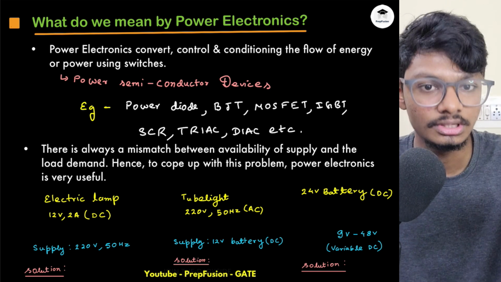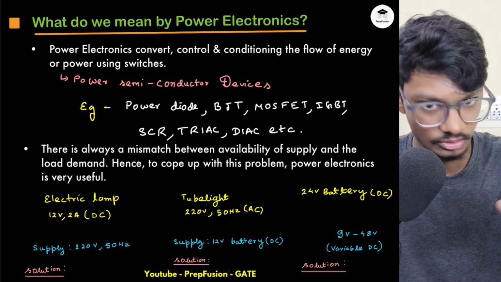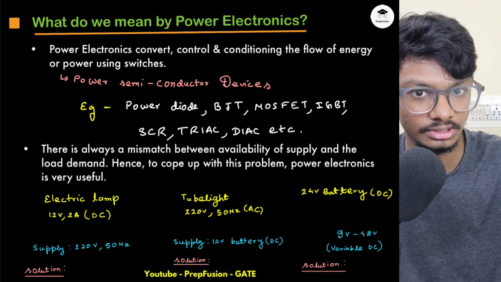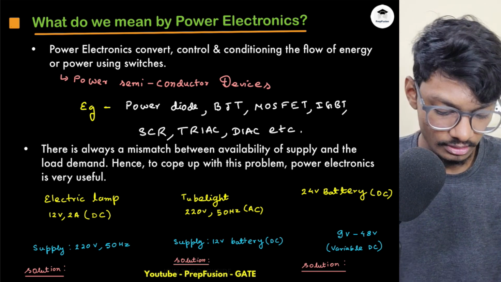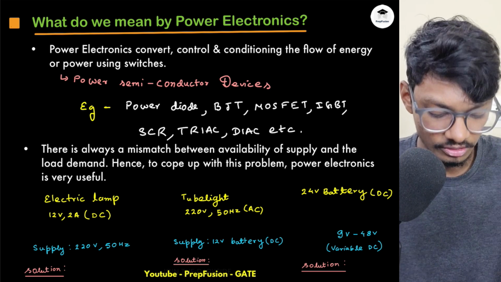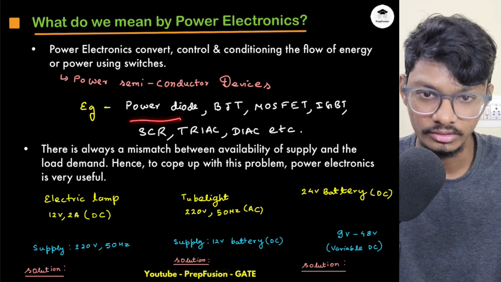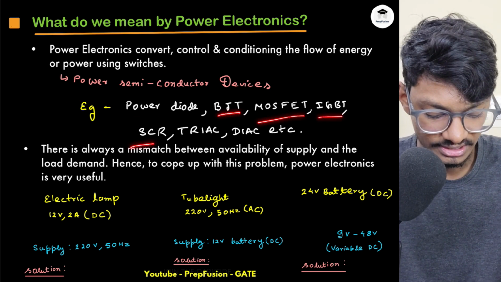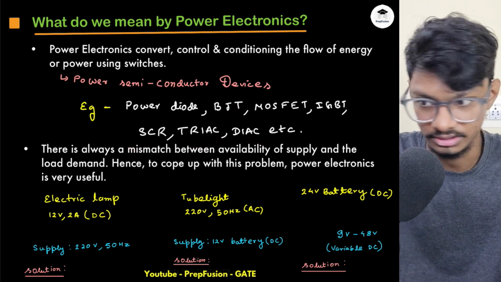So switches are important. How we will use the switches, I will explain when we study each of the subtopics, each of the chapters. So what are a few power electronics devices? This is the power diode, BJT, MOSFET, IGBT, SCR, triac, diac. All this we'll study in this whole chapter.